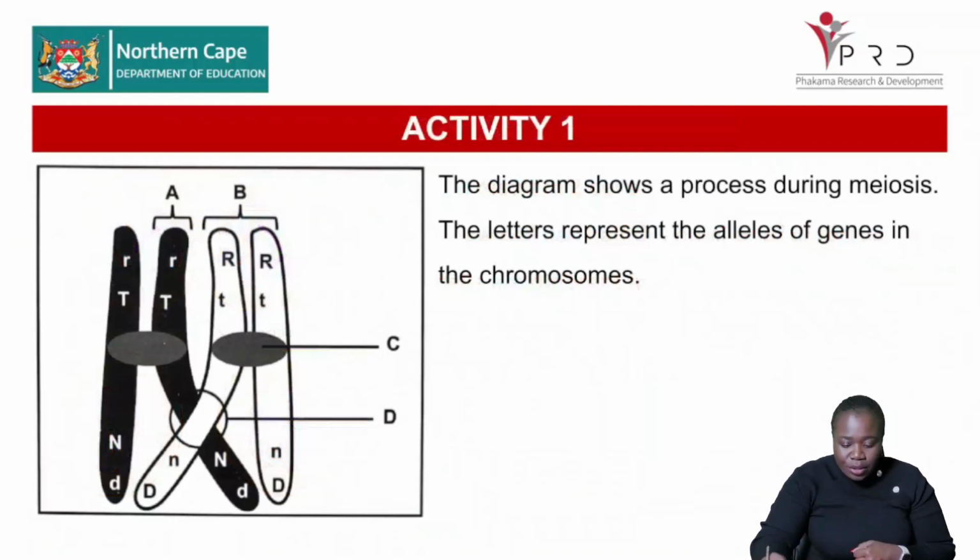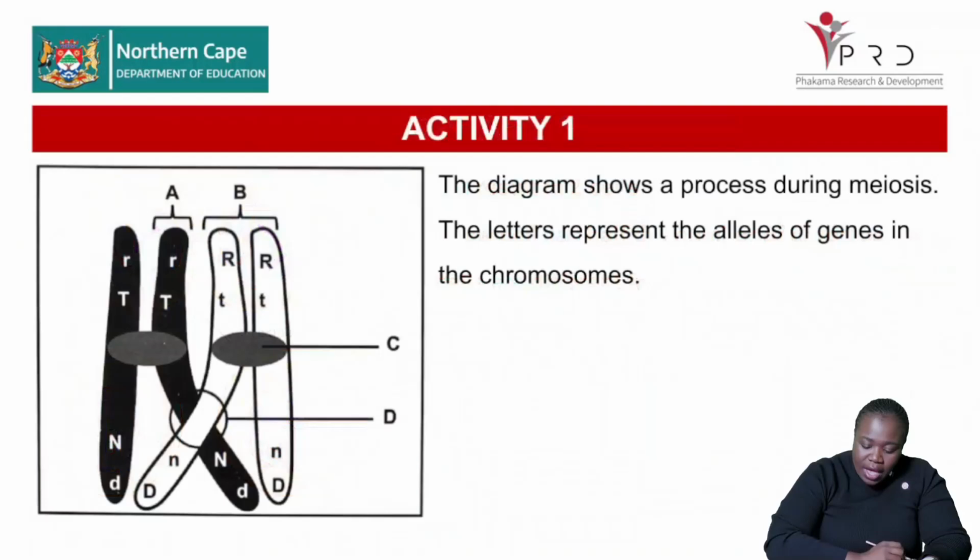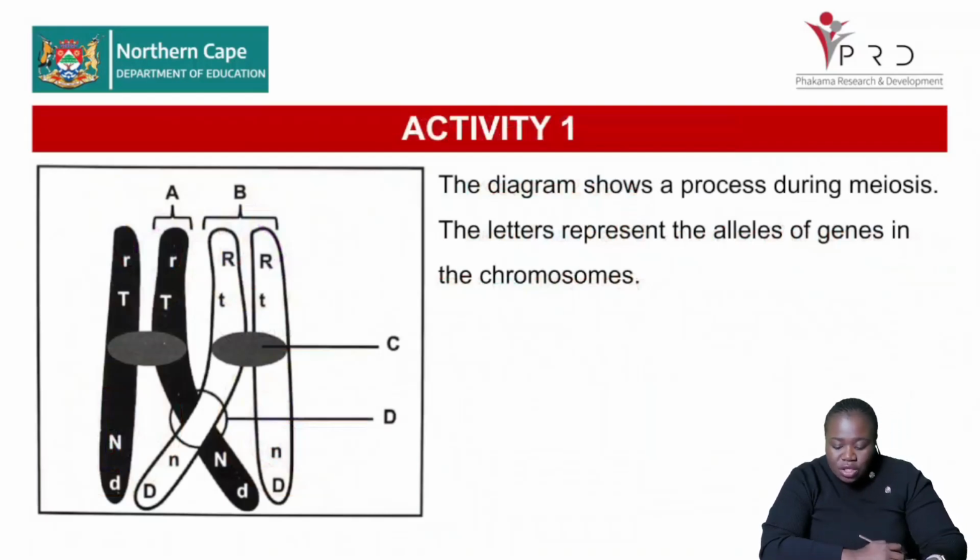They have haploid chromosomes. Okay, and then here we have activity 1. It says the diagram shows a process during meiosis. The letters represent the alleles of genes in the chromosomes.